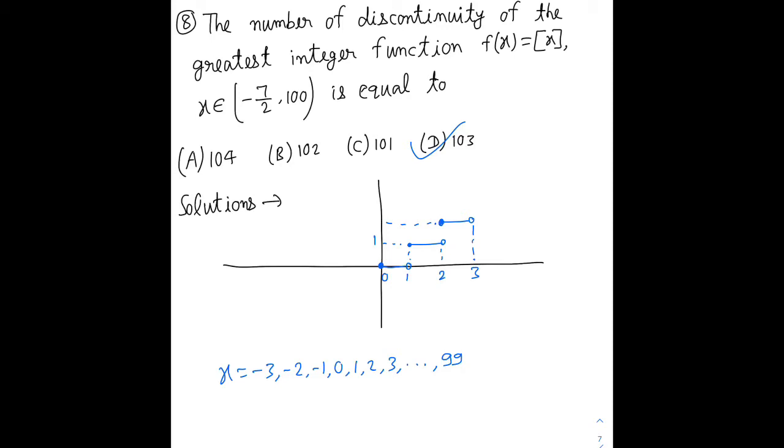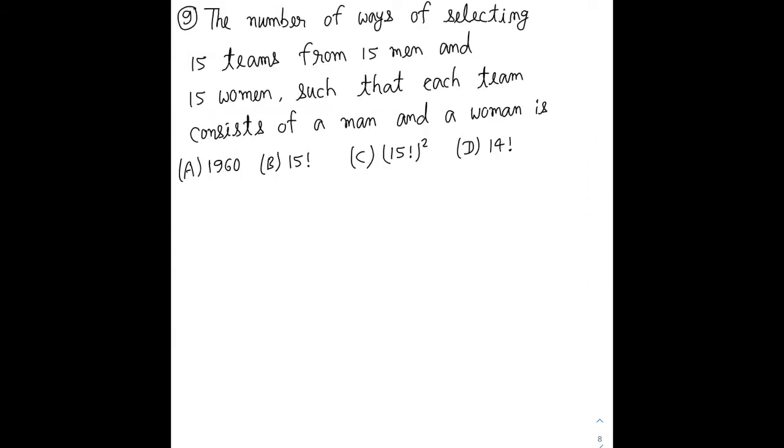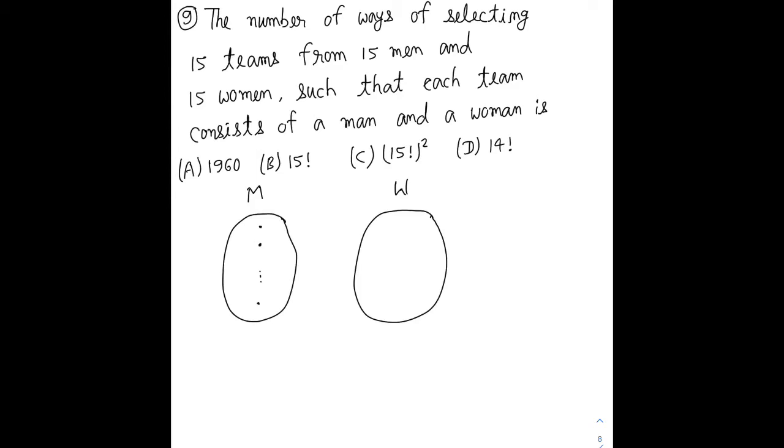Okay guys, then we'll move to question number 9. The number of ways of selecting 15 teams from 15 men and 15 women such that each team consists of a man and a woman is. So this question is similar to set questions. It's similar to one-to-one mapping. Suppose you represent men by one set and women by another set. So in men there are 15 actually, and similarly in women also there are 15.